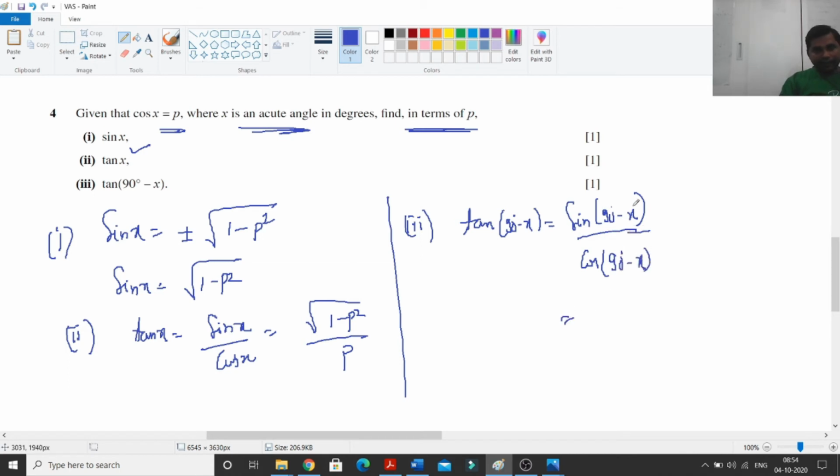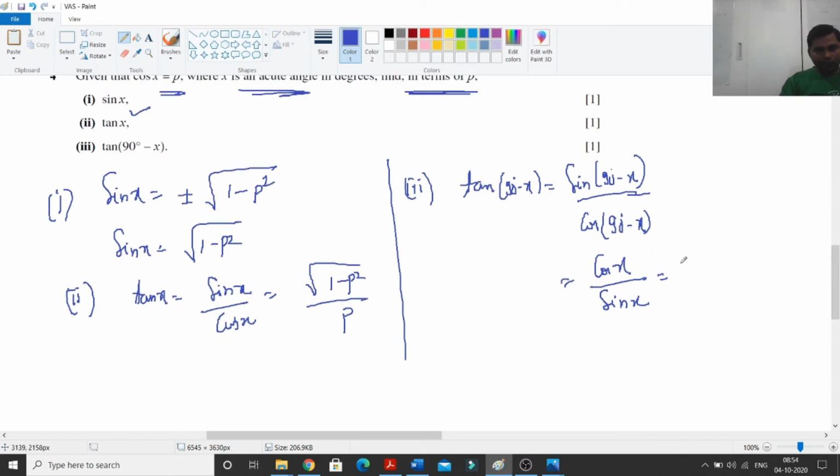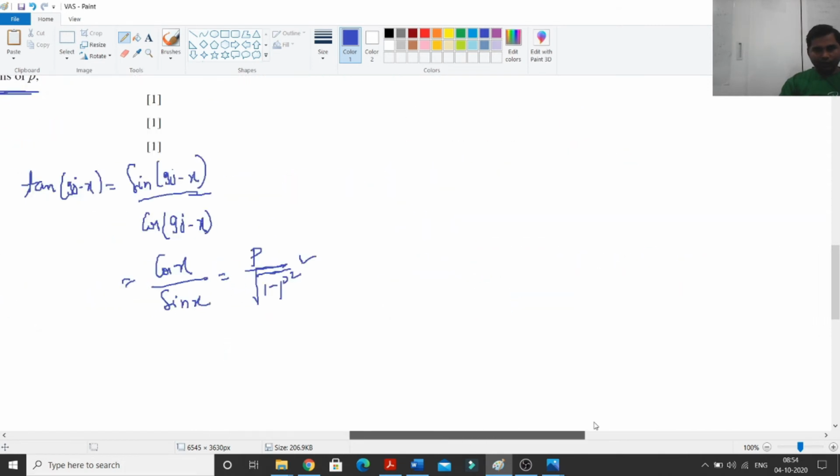And sin 90 minus x, we know that it is cos x, and cos 90 minus x is sin x. That I have already explained to you in the previous video. So cos x is p, and this is square root of 1 minus p square. That's the answer. Let's move to the next question now.